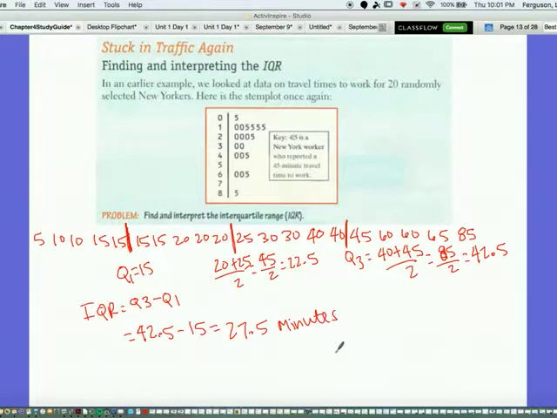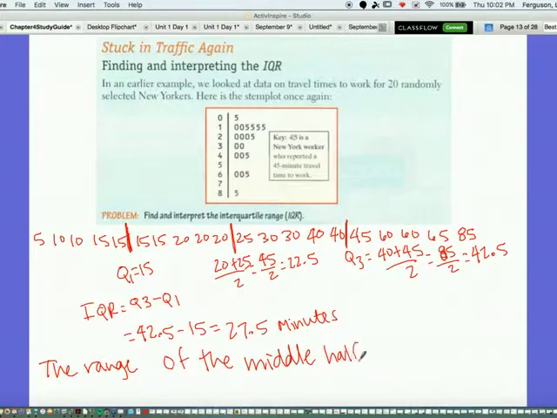All right, so what does the interquartile range actually mean? And so what does it mean in particular in this context? And so what you basically have is the range of the middle half of the travel times for New Yorkers in the sample is 27.5 minutes. So the range of the middle half of the travel times is 27.5.